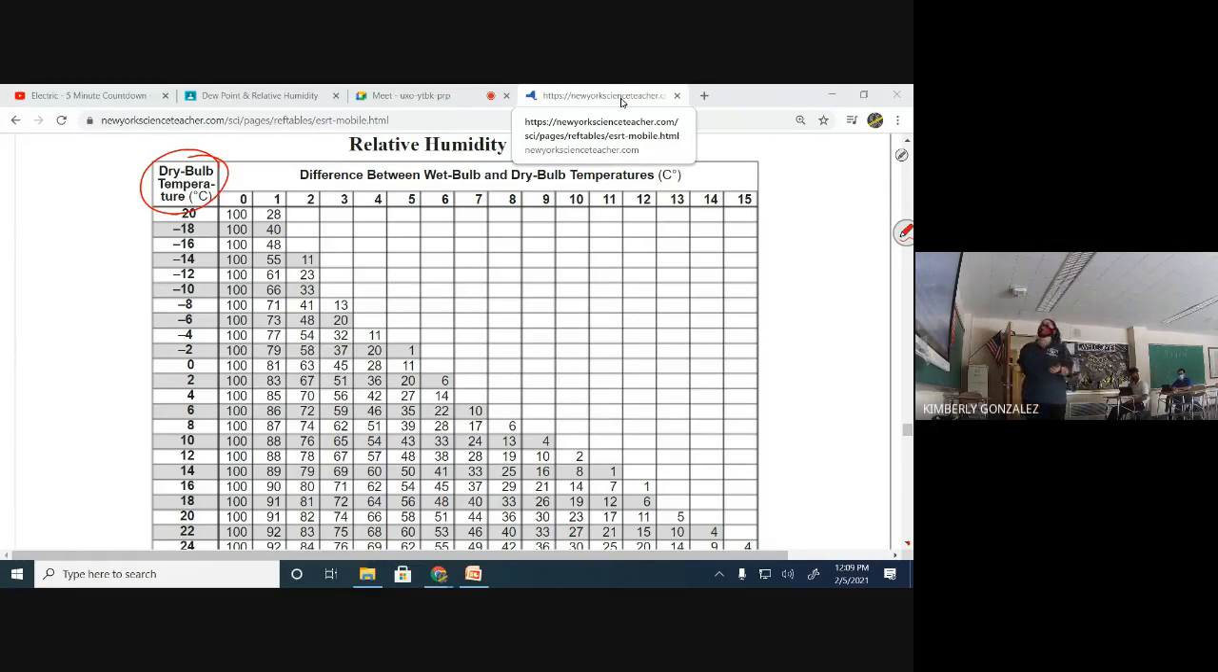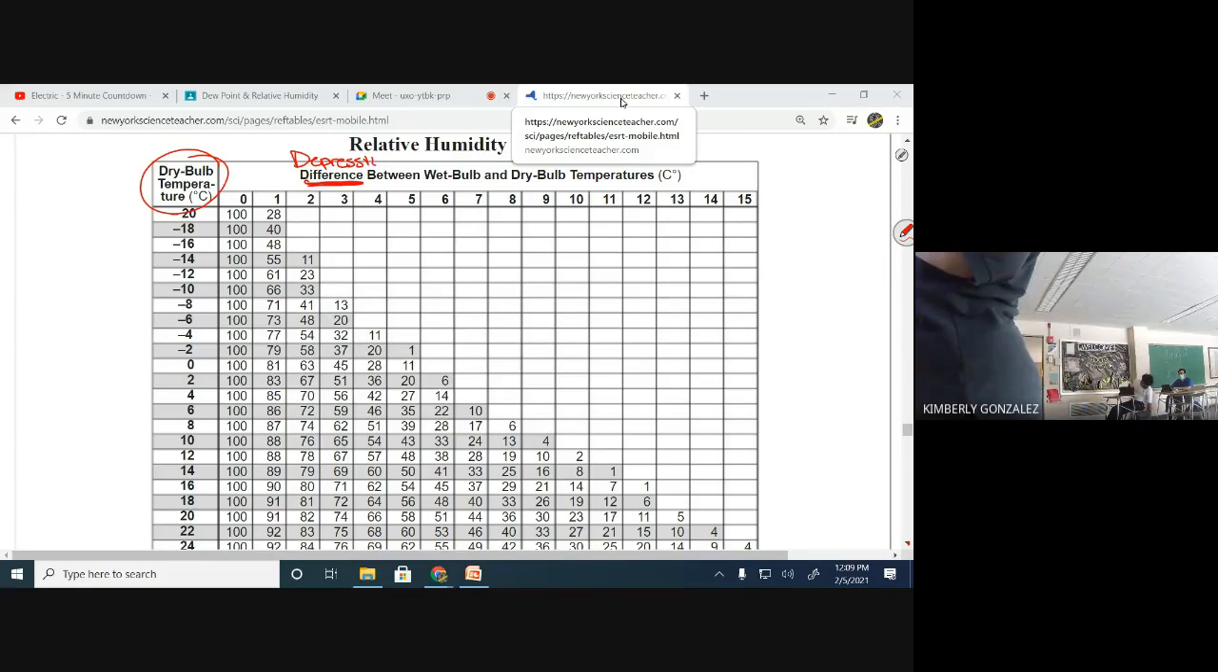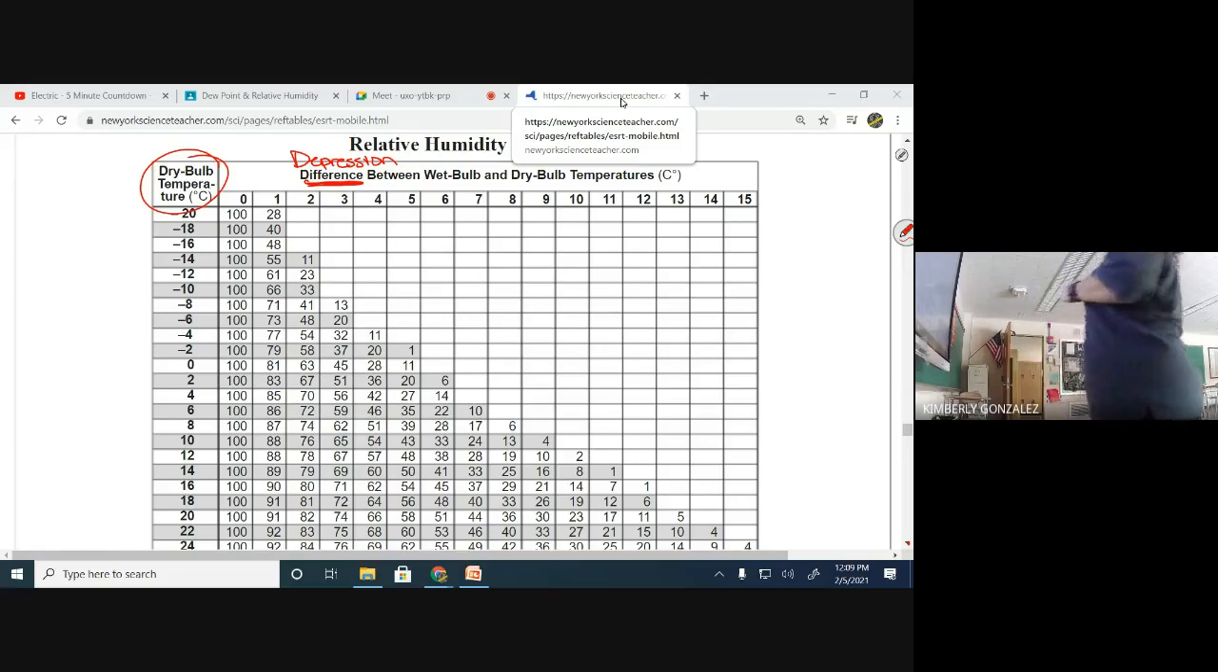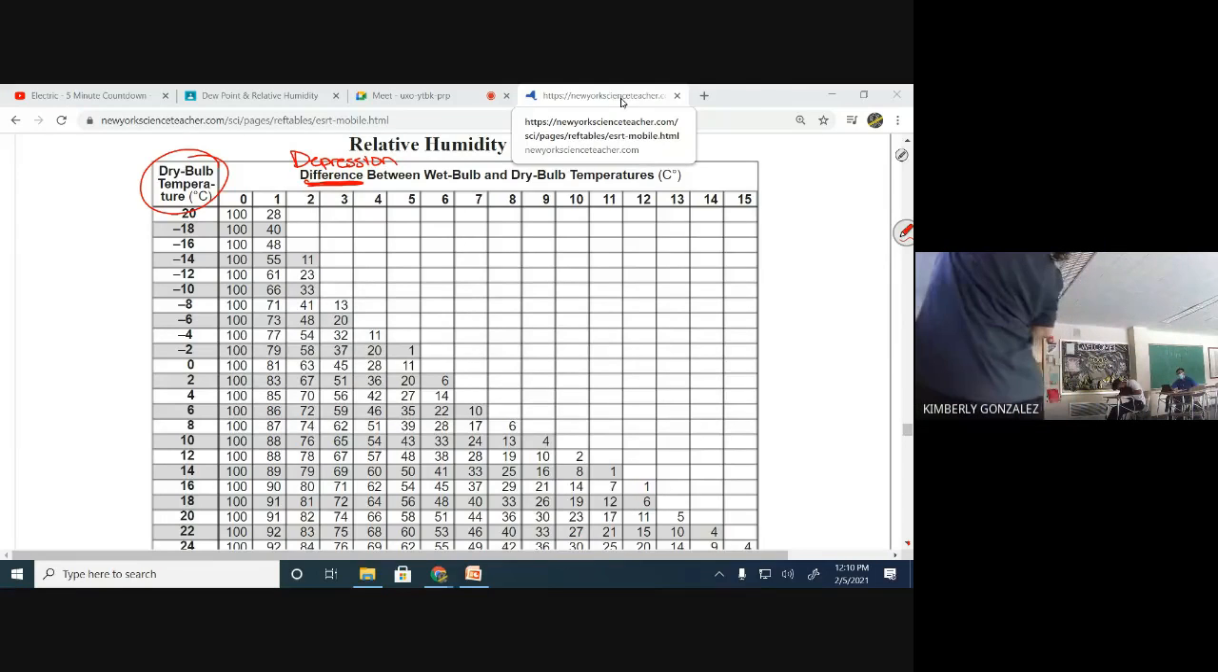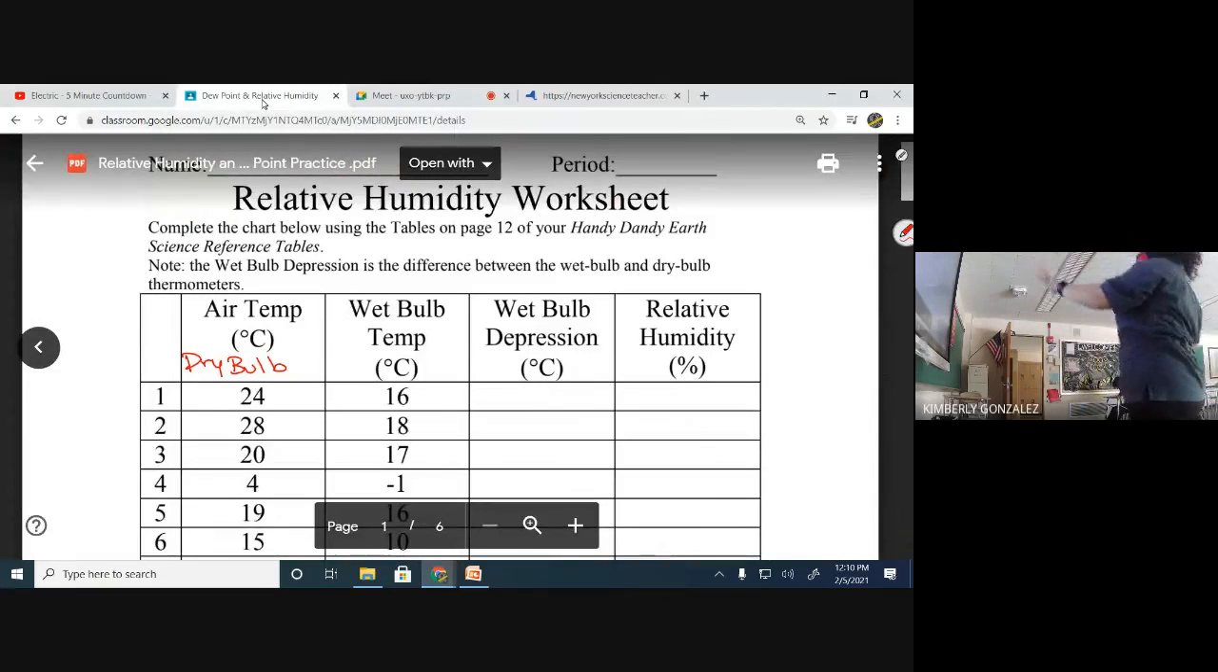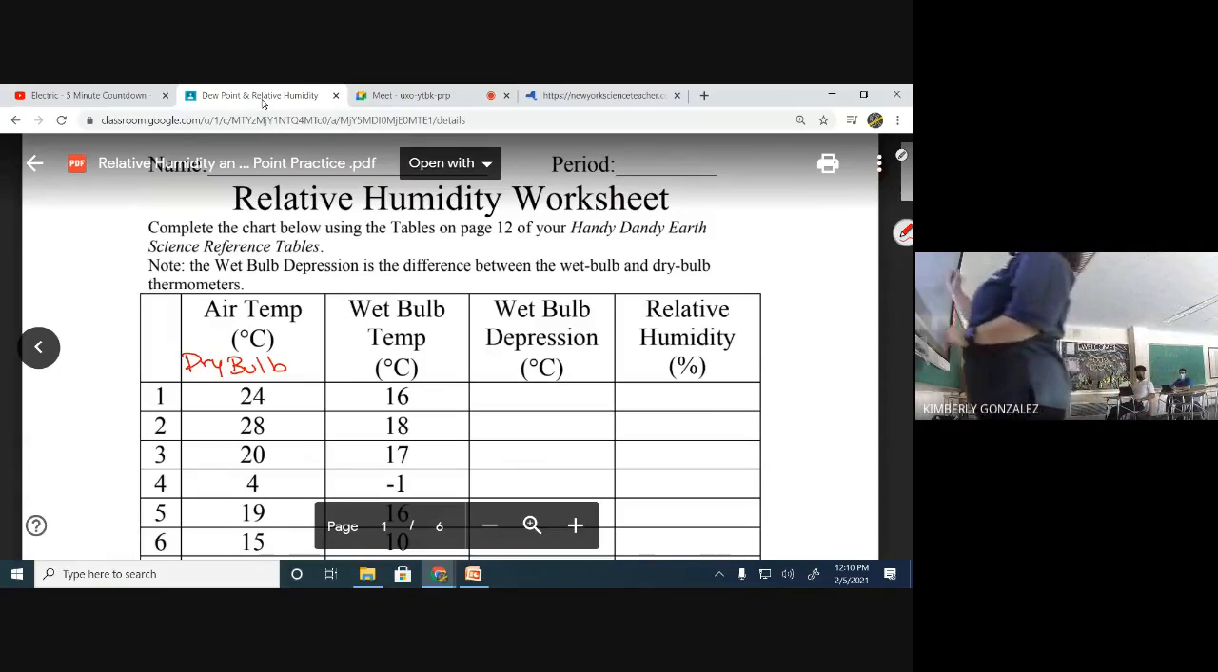But when you're looking at the top part here, it's talking about the difference. Another way of saying difference is depression. These are really cool to write on when they want to let you. So when we're doing this on our worksheet, you see where it says wet bulb depression. You're going to take the dry bulb temperature and subtract the wet bulb temperature. That should be the easiest part of this whole thing for you.